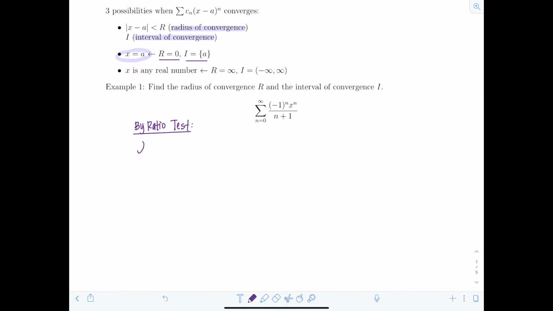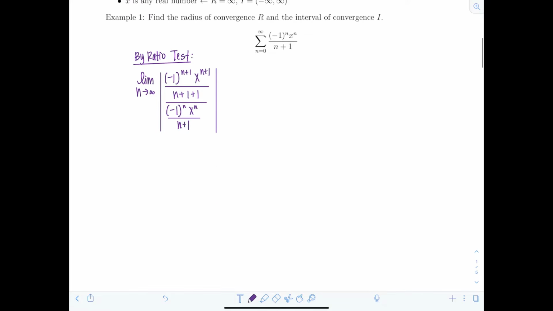And so we have the limit as n approaches infinity of the absolute value of a sub n plus 1, so that's going to be (negative 1) to the n plus 1 times x to the n plus 1 over n plus 2, over a sub n, so that's (negative 1) to the n, x to the n over n plus 1. All right, so when I take this absolute value, (negative 1) to the n plus 1 over (negative 1) to the n, that's all gone. So I have the limit as n approaches infinity.